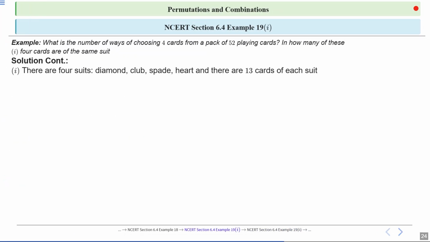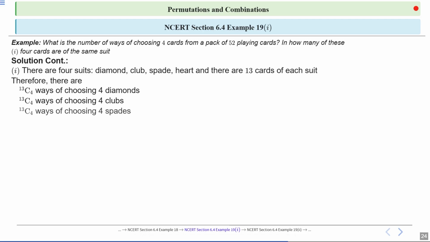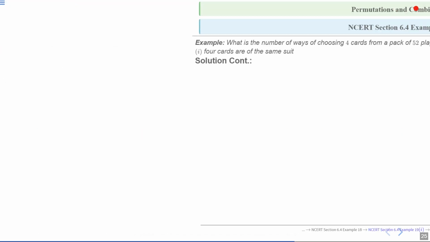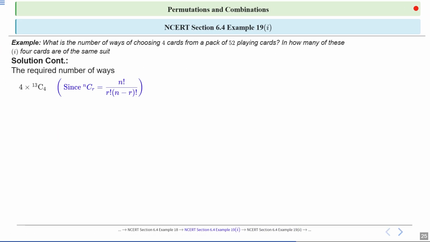So there are 4 suits: diamond, club, spade, heart. There are 13 cards of each suit. Therefore there are 13C4 ways of choosing 4 diamonds, 13C4 ways of choosing 4 clubs, 13C4 ways of choosing 4 spades, 13C4 ways of choosing 4 hearts, so the required number of ways is 4 into 13C4.